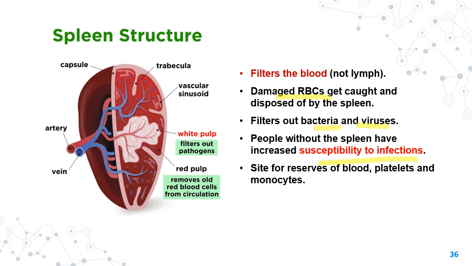So besides that, you can reserve some blood in the spleen just in case you need it when you're exercising very vigorously or you need some blood for any other reason. You're also going to store platelets and some monocytes, in case you have an infection and you have to liberate monocytes.